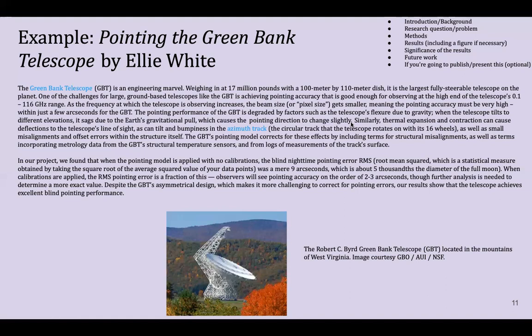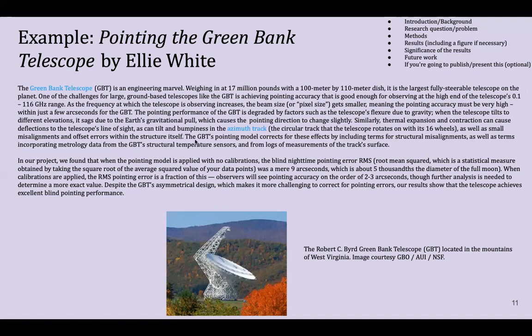Similarly, thermal expansion and contraction can cause deflections to the telescope's line of sight, as can tilt and bumpiness in the azimuthal track, which is the circular track the telescope rotates on with its 16 wheels. So you can use hyperlinks to explain things, or hyperlinks can take the place of something like the parentheses and explaining it, or you can have both. Again, it's totally up to you. As well as small misalignments and offset errors within the structure of the GBT itself.